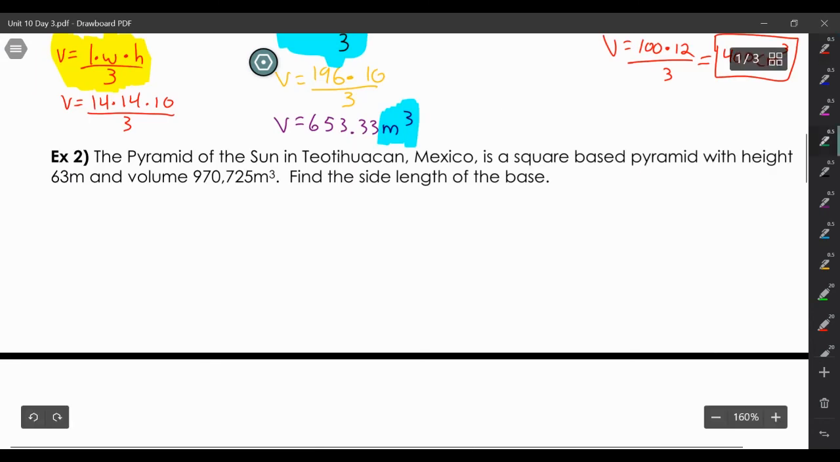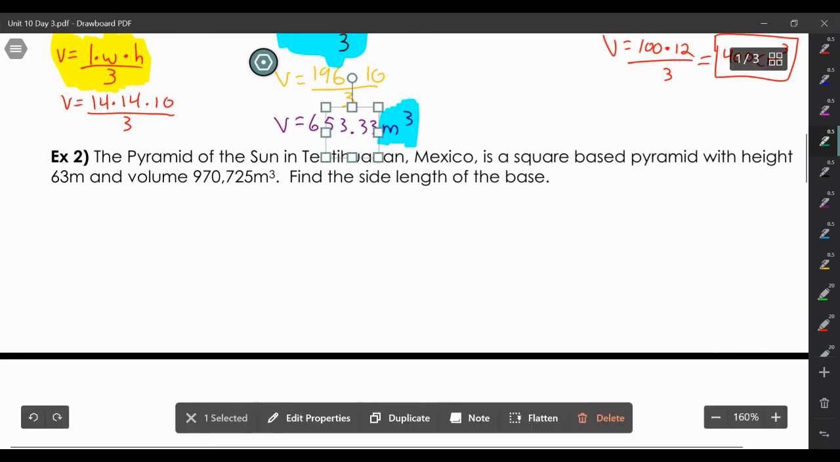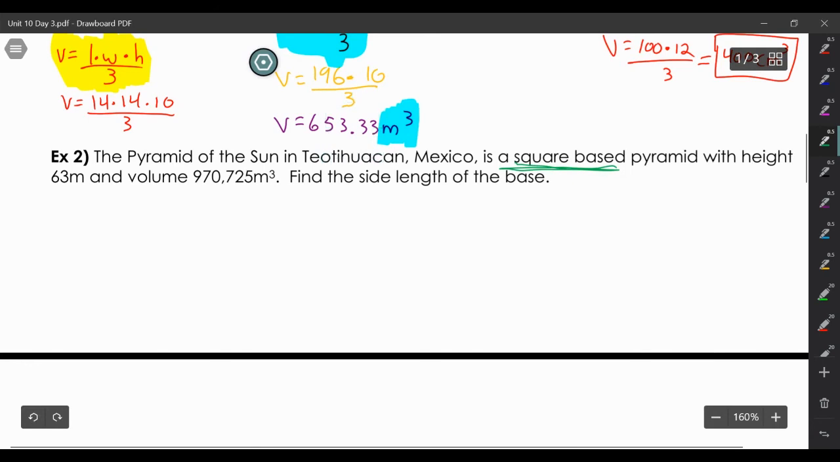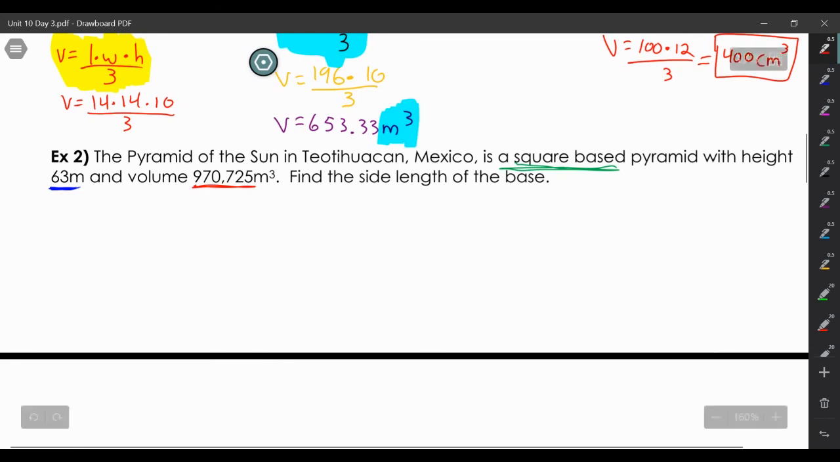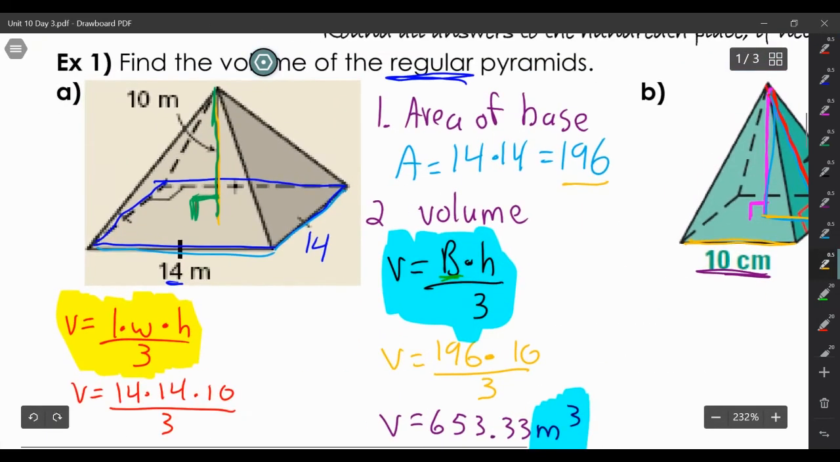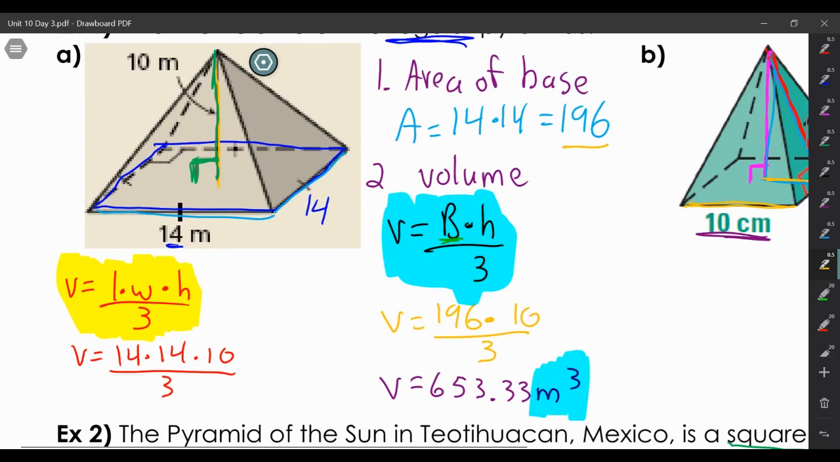Example number 2 is talking about the Pyramid of the Sun in Mexico. And it's a square-based pyramid, so that means it's just like the pyramids we dealt with above. We are given that the height is 63 meters and that the volume is 970,725 cubic meters. So we are given the volume and the height. We need to figure out the length of the base. So we're going to be doing what we did up here, but in reverse. Instead of trying to calculate the volume, we're going to be going backwards and trying to find the side lengths up here.